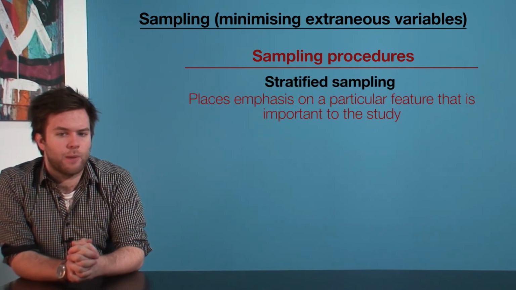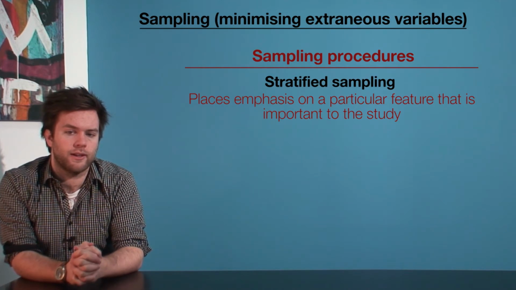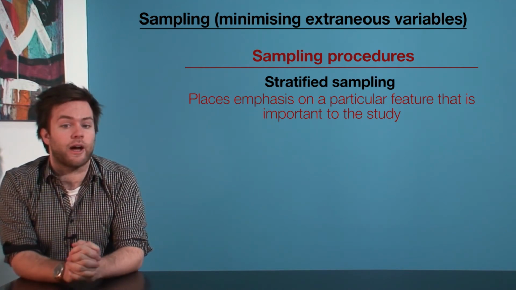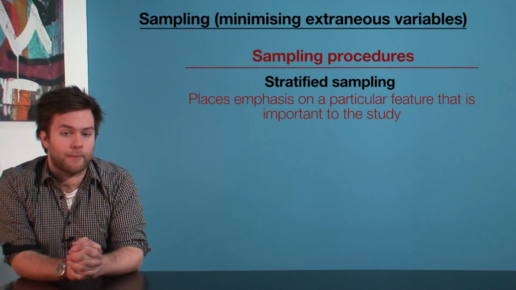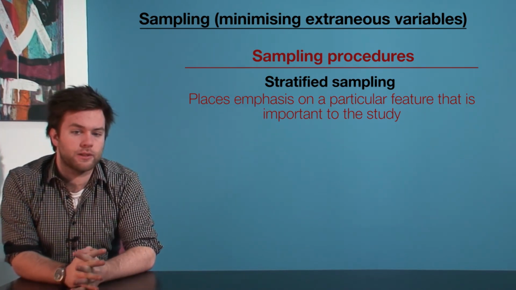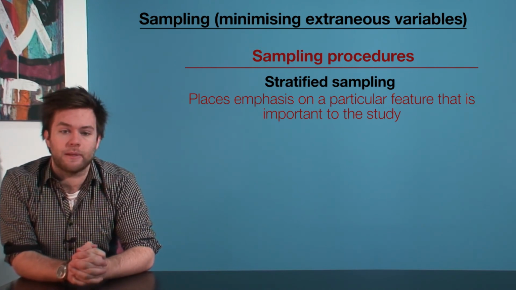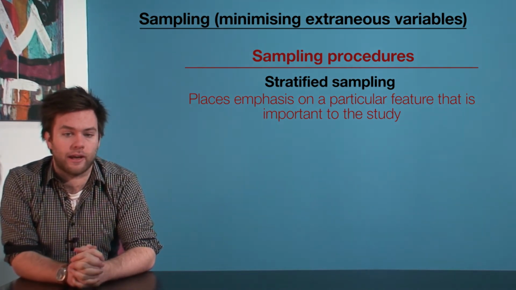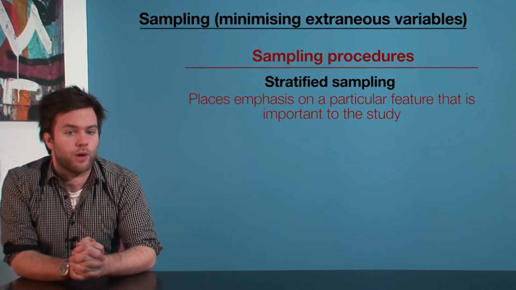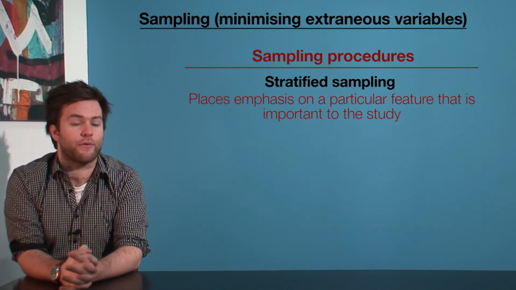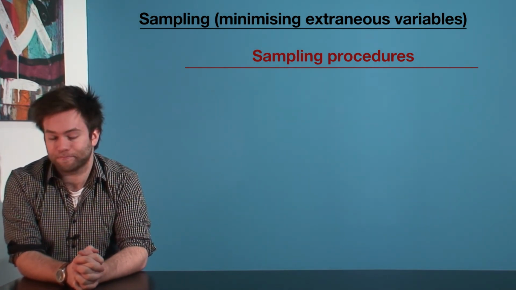Stratified sampling places emphasis on a particular feature that is important to the study. For example, ethnicity might heavily impact the dependent variable. Using stratified sampling means that the proportion of participants with a particular feature, such as ethnicity, is the same in both the sample and the wider population. Ergo, the variable is accounted for. So if 40% of the population were African American, for example, 40% of the sample would be too.